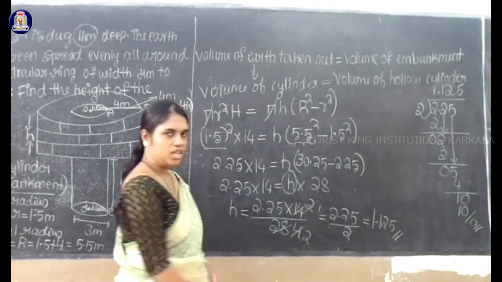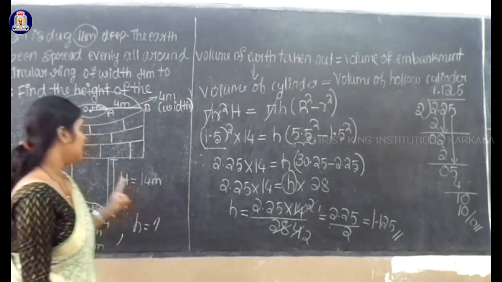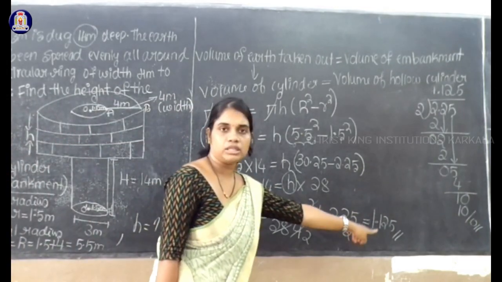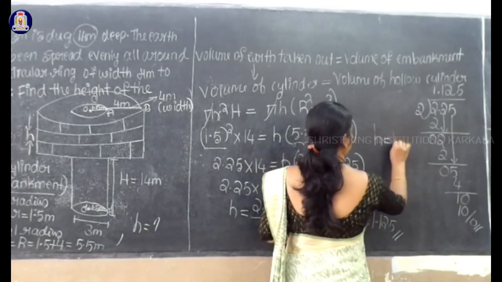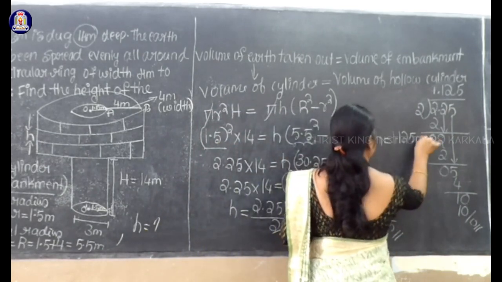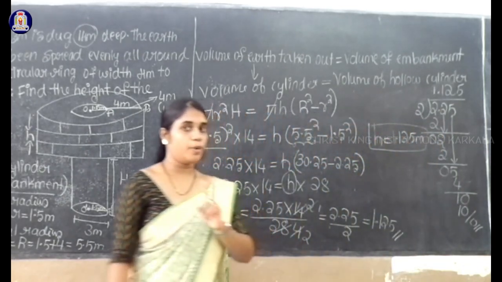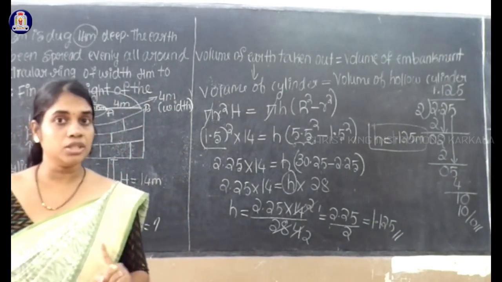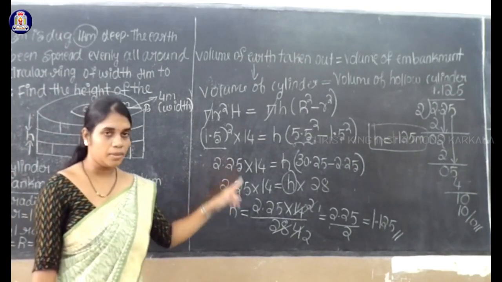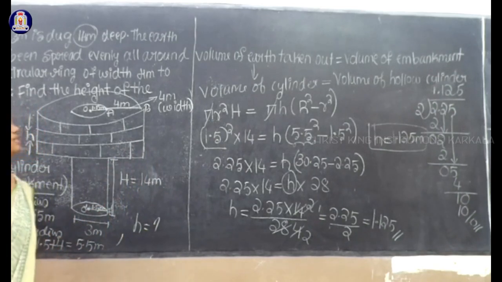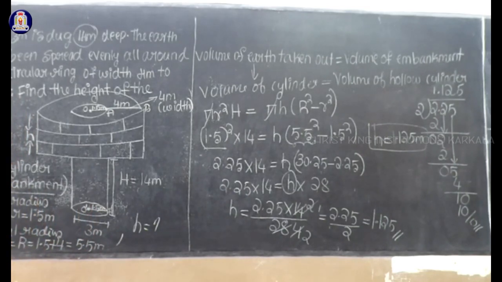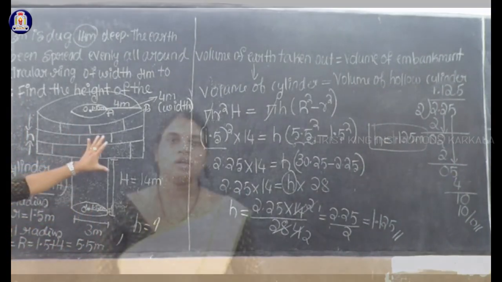So therefore the height of the embankment is given by h equal to 1.125. What is the unit? Unit meter. See students, unit is important. If you do not write the unit, they will deduct half marks. So therefore it's very important to write the unit. So what is the answer? 1.125 meter is the height of the embankment. Here embankment means a hollow cylinder.